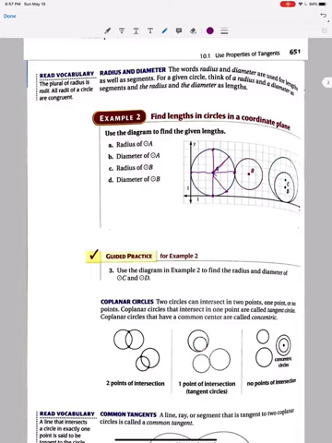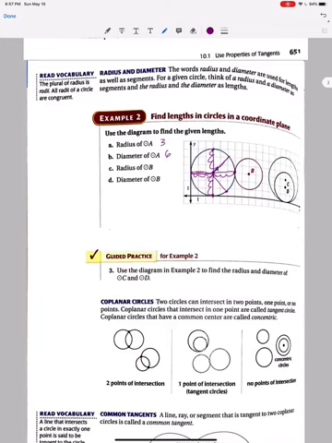So the radius of this circle is this distance. Any of these are the same. So 1, 2, 3, or 1, 2, 3. So the radius of this one is 3. The diameter of circle A, well, that's all the way across, so that's 6. You got 3 on either side, so that's 6.